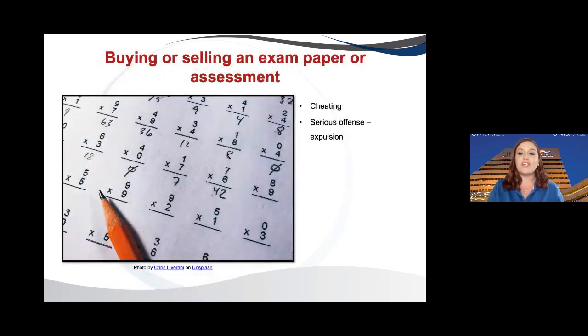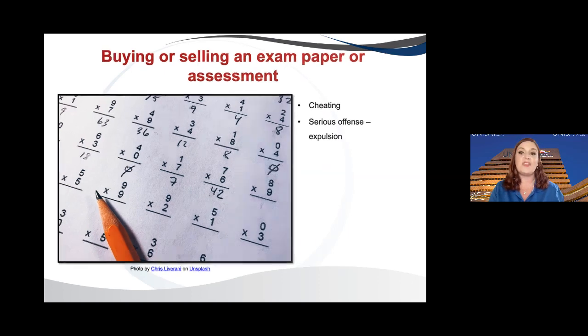Linked to contract cheating, of course, is the buying or selling of an exam paper or assessment. In order for these ghostwriters to come up with the answers to the exams, they first need to get access to these papers. So it's a very, very serious offence to buy or sell a question paper, whether it's online or venue-based. Both selling and buying of an exam paper is cheating, and the university is going to take very serious action against any person accused of this.